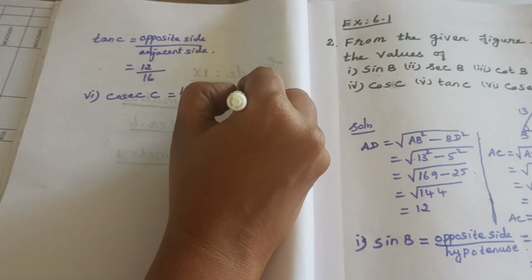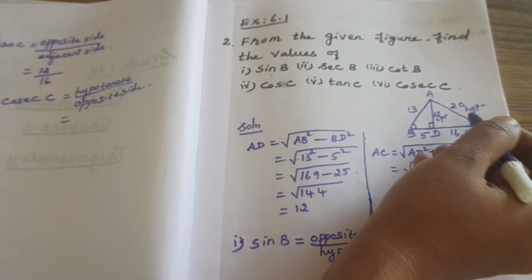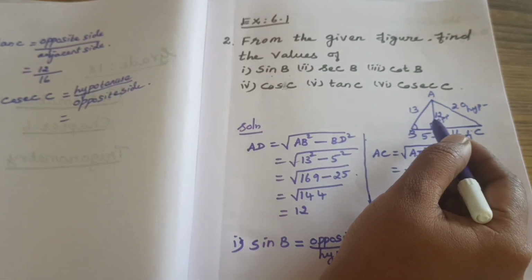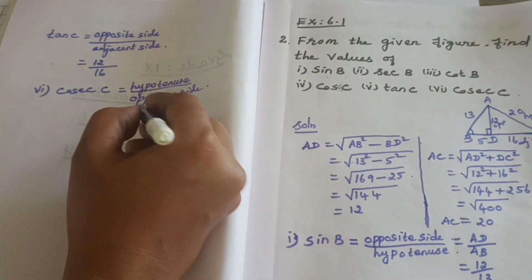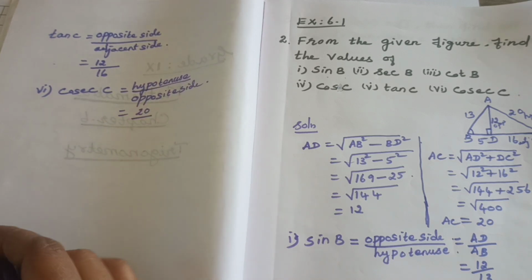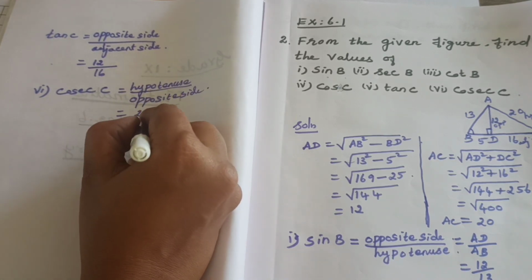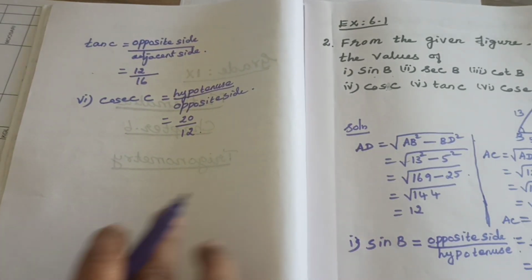Opposite side. Okay, correct? Which is the hypotenuse here? 20. Okay, then opposite side is 12. Therefore we can write what? Then 20 divided by opposite side is 12. Okay, 20 divided by 12. Okay, correct? Any doubt? Have you understood?